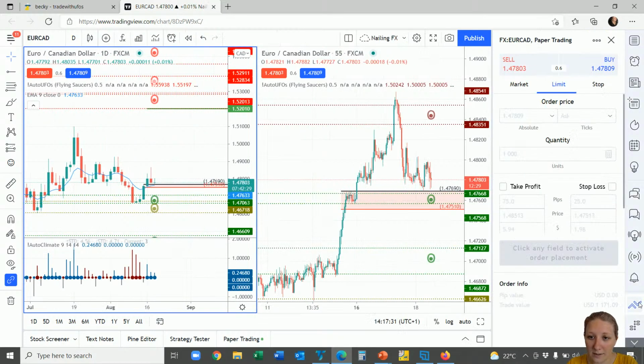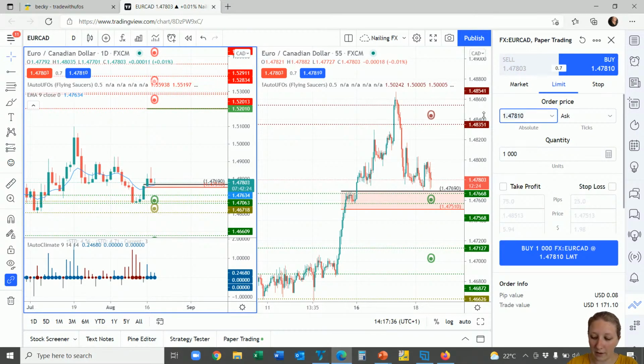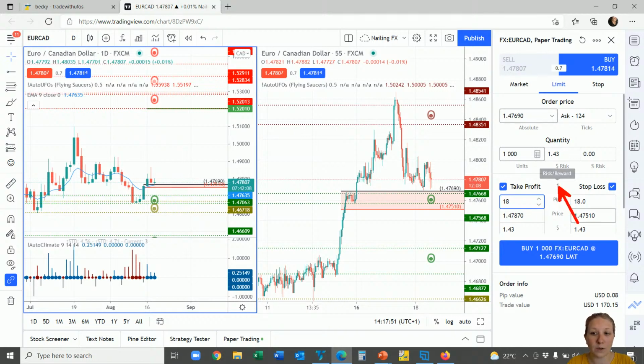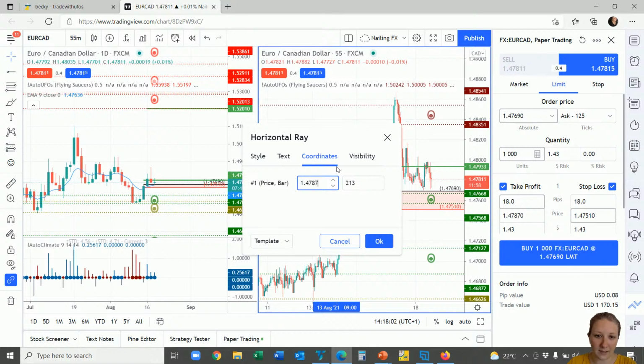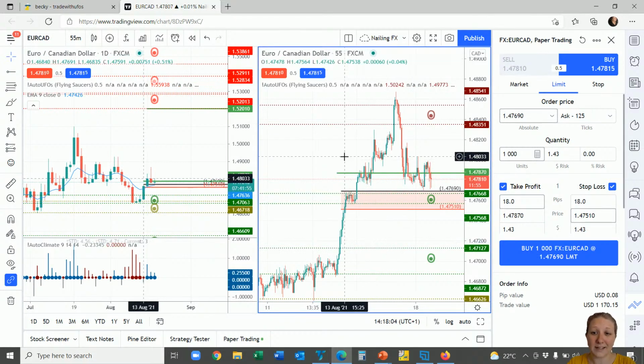So the first one, our safety target, is going to be 1 to 1 away. Really easy. So if I click buy and then I put in 1.4769, click on my stop loss and I put in 1.4751. That's worked out that that's 18 pips of difference. So I'm just going to click take profit and put in 18. You'll see this number here has gone to 1, meaning it's a 1 to 1 trade, 1 to 1 risk to reward. And it's figured out the price for me, which is 1.4787. Let me draw it in the chart. There we go. So that's going to be our safety target.